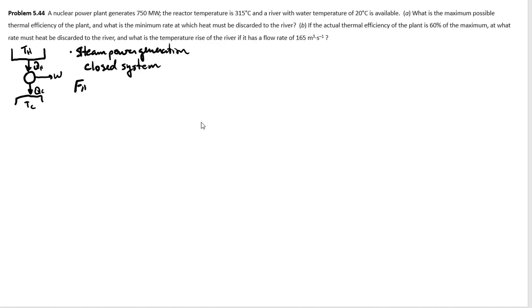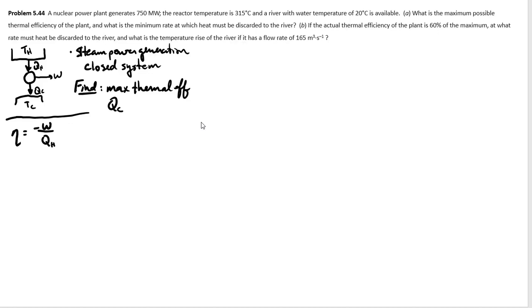What do we want to find out of this? We want to find the maximum thermal efficiency, and we want to find the minimum rate at which heat must be discarded to the river. So this is going to be a QC. The first thing I would do is look at some of the definitions here. The thermal efficiency of a heat engine is equal to minus W divided by QH. That's the definition of the thermal efficiency.